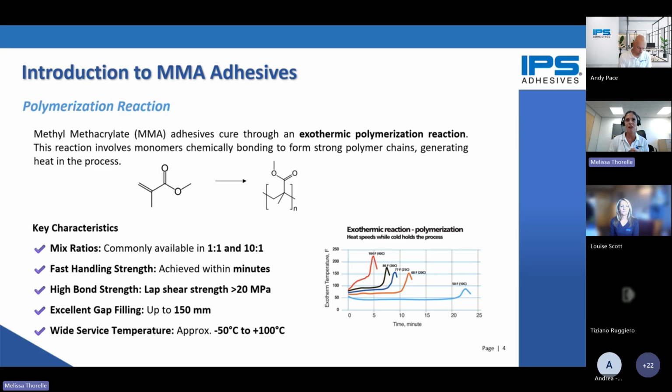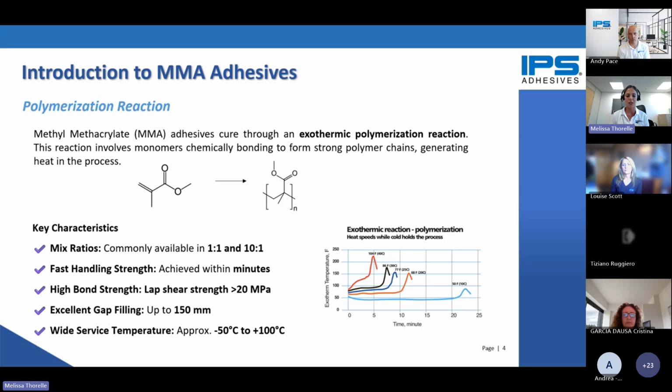MMA, so methyl methacrylate, is usually available in two different mixing ratios. Most of the time you have 1:1 and 10:1. The 1:1 tends to have higher strength and slightly lower flexibility, while the 10:1 has higher flexibility. When I say higher strength for the 1:1, it's usually lap shear strength above 20 MPa, while with the 10:1, you are usually above 15 MPa. And MMA has a quite wide service temperature from -50 up to 100 degrees C.